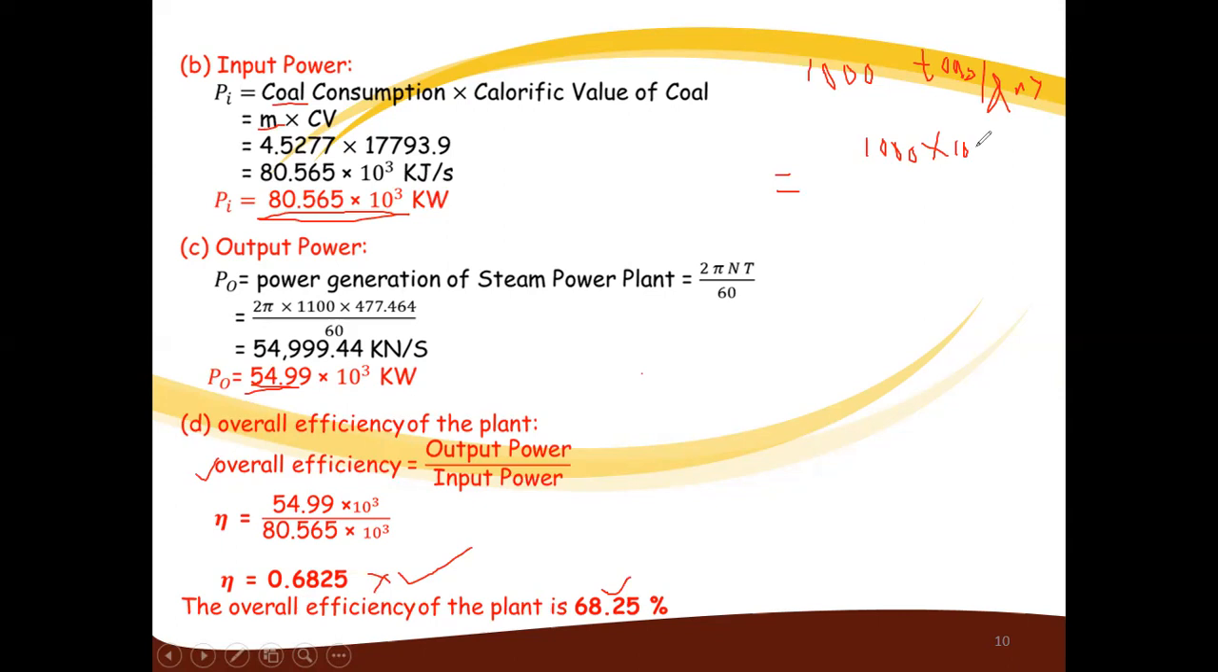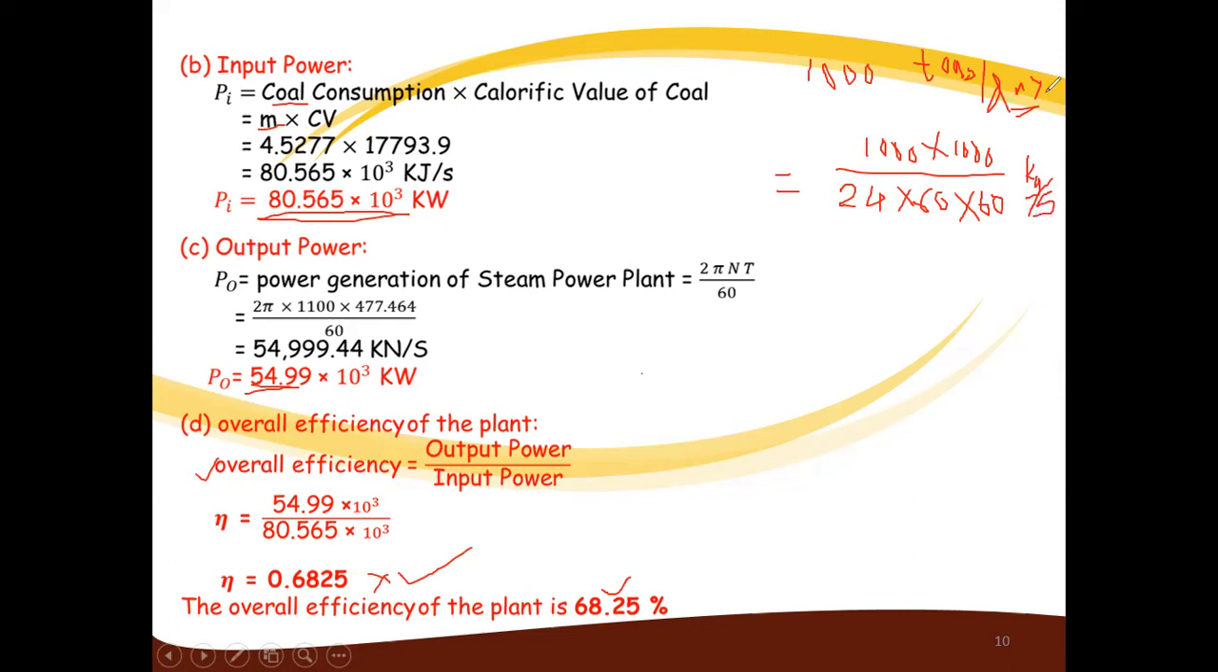So 1,000 into 1,000 divided by, now day. In a day we have 24 hours. So divided by 24, we get it converted into tons per hour. Now hour to minutes, we multiply by 60, and minute to second, we multiply again by 60. So after that, we get this value in kg per second.